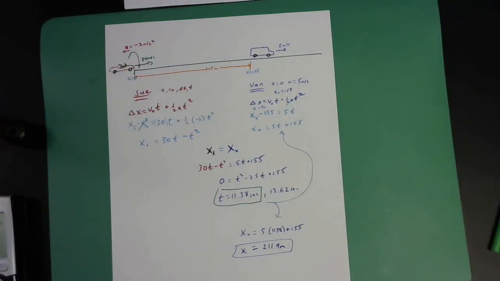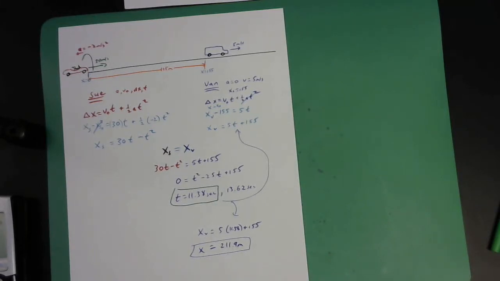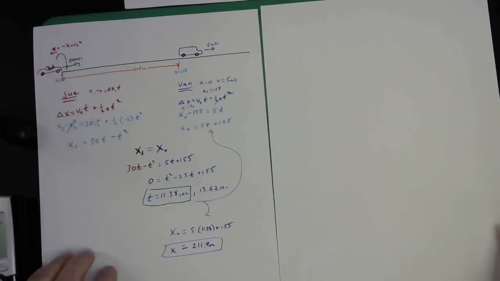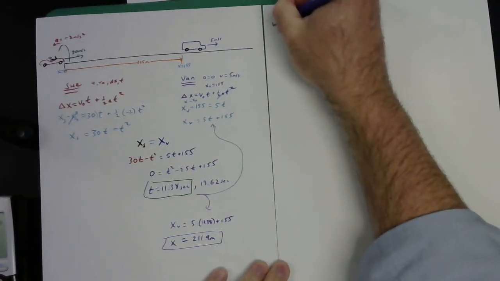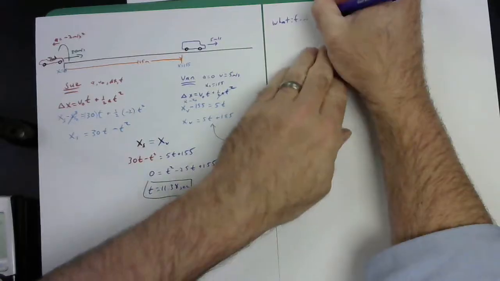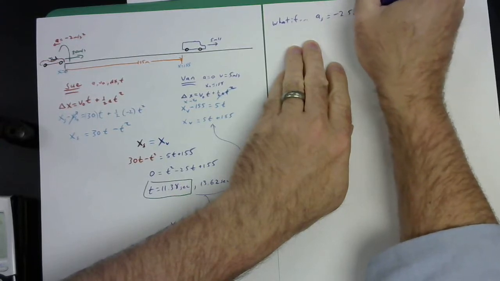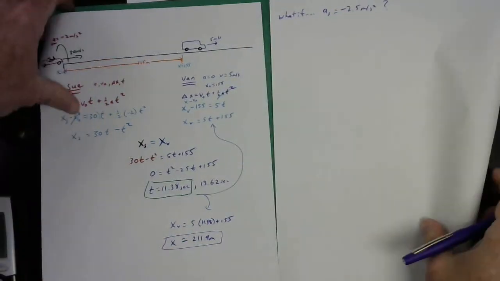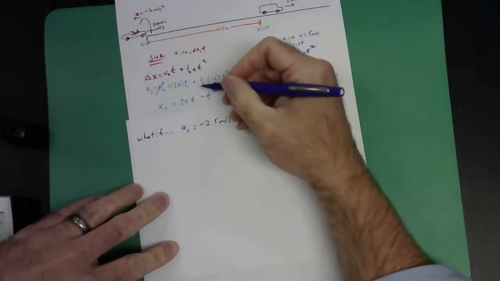So let's try this problem again, all right? But let's say that her acceleration was a little bit better so that she's not going to collide with the van. Same setup, but what if Sue's acceleration was negative 2.5 meters per second squared, right? So I'm going to follow through the same procedure, and I'll do the exact same thing. The only thing I'm changing is the acceleration.